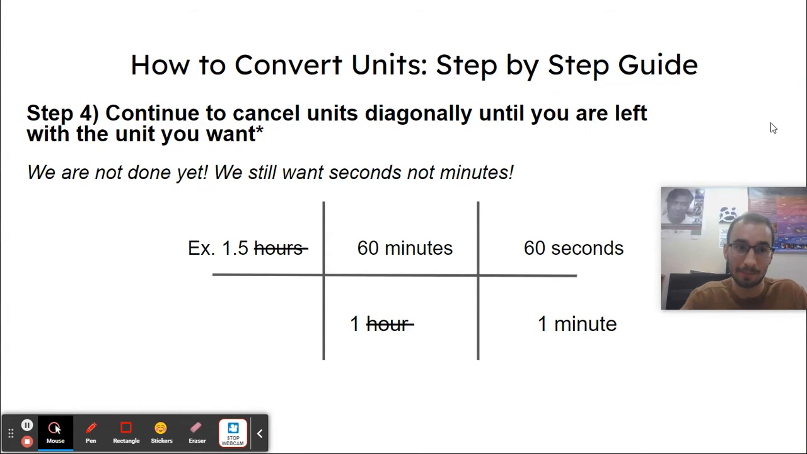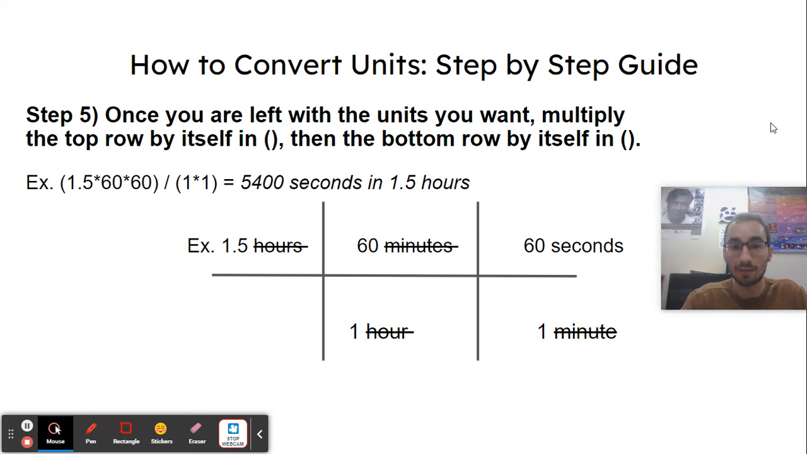Last thing, last step, step 5. Once you're left with the units you want, you multiply the top row by itself, and then the bottom row by itself, and then you divide. Okay?